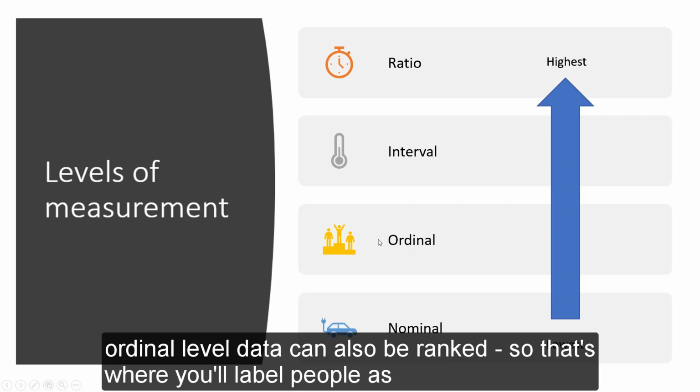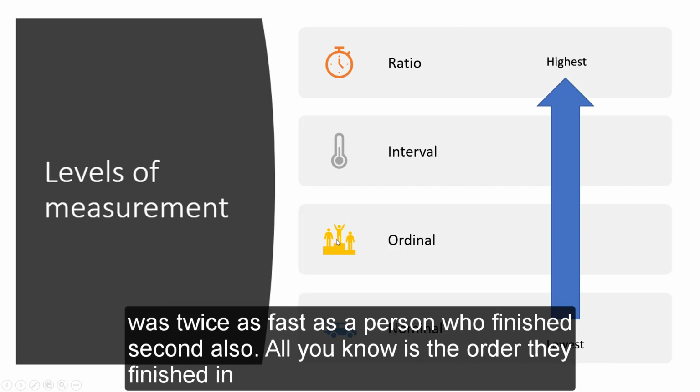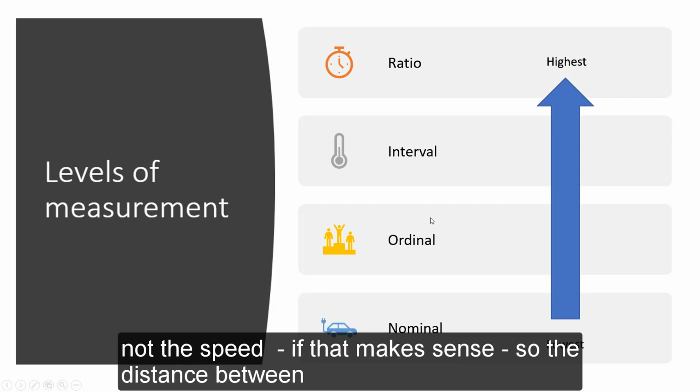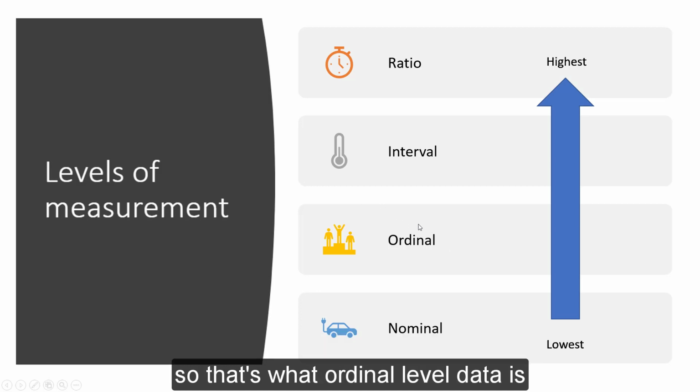Ordinal level data can also be ranked data. That's where you label people as first in a race, second, third, fourth, and so on. You don't know if the person who finished first was twice as fast as the person who finished second. All you know is the order in which they finished, not the speed, if that makes sense. So the distance between first and second could be very different from second and third, and so on. So that's what ordinal level data is.